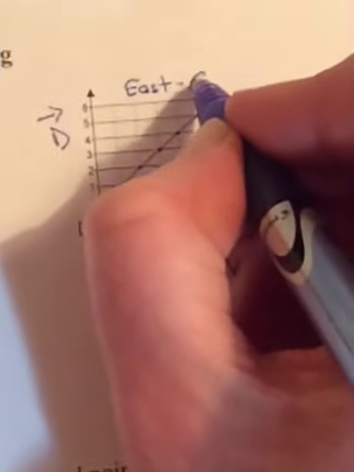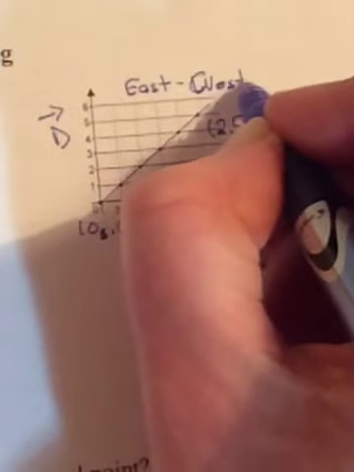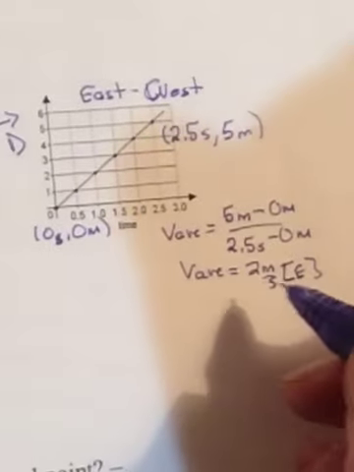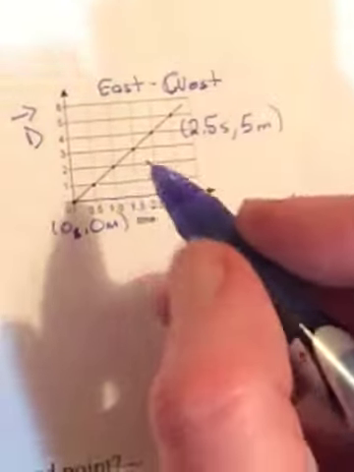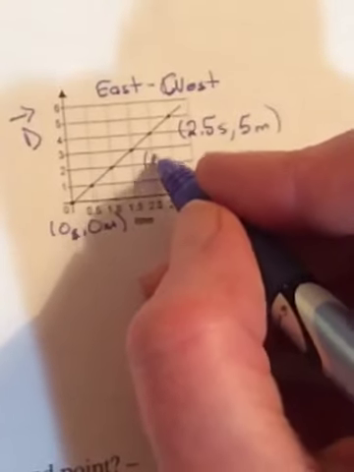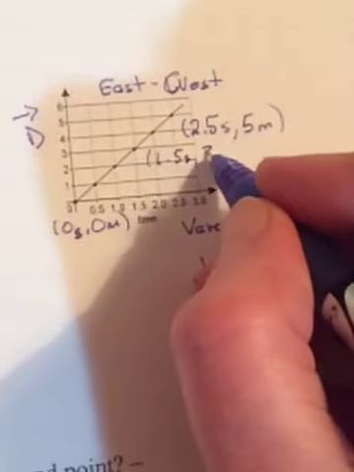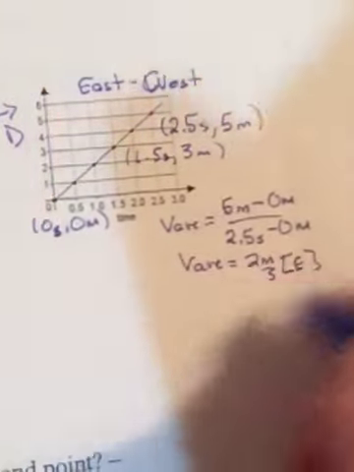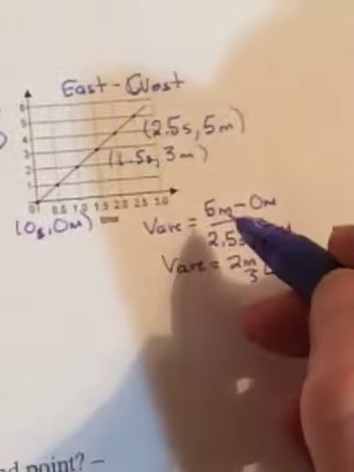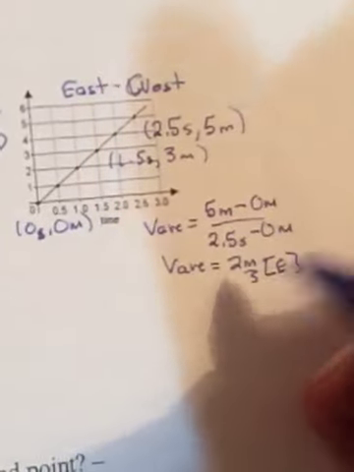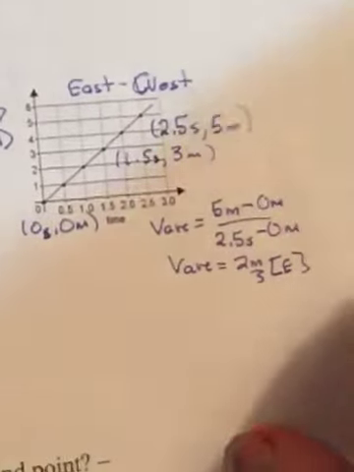So if this was an east-west graph, like your one, whoops, that's supposed to be west, your one is for homework, then this positive slope would tell me east. But I could have picked this point in here. I could have picked 1.5 seconds and 3 meters. I would still end up with the same value. The slope is constant. This would be 3, this would be 1.5. I'd still get 2 meters per second.